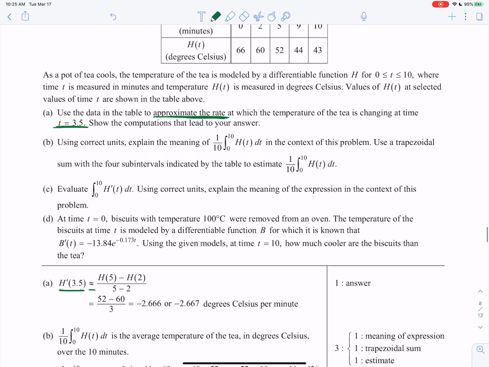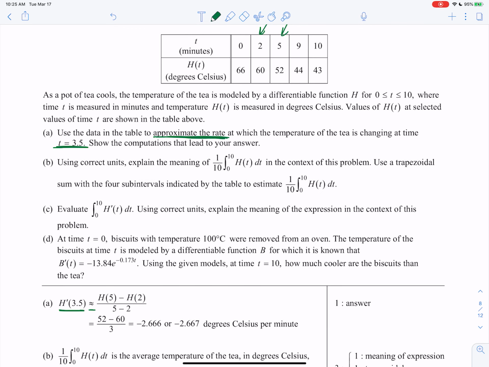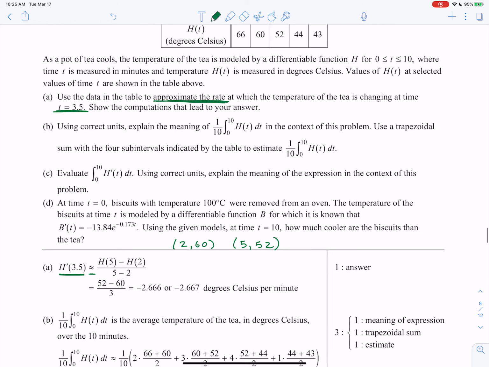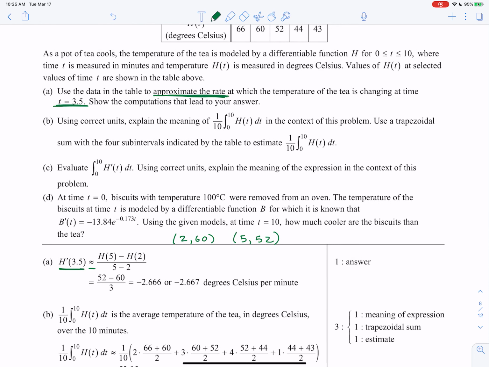What I would personally do is, given that we have (2, 60) and (5, 52), I would basically just set it up and leave it, even if this is a calculator portion. So just keep that in mind, okay? So you could either do 52 minus 60 all over 5 minus 2, or both flipped, 60 minus 52 over 5 minus 2. Okay, equal is equal.